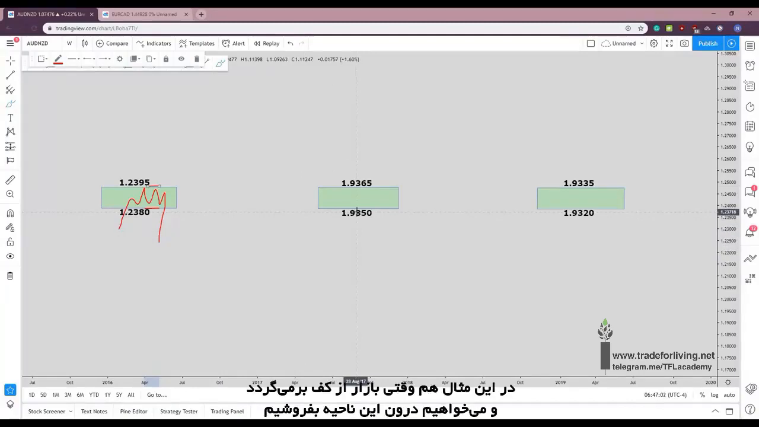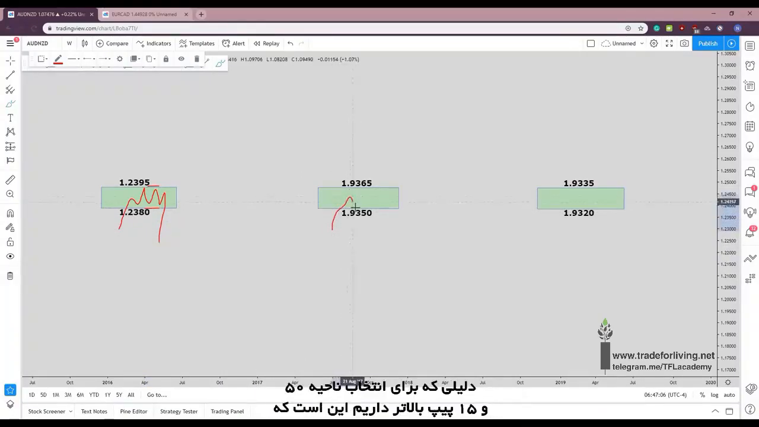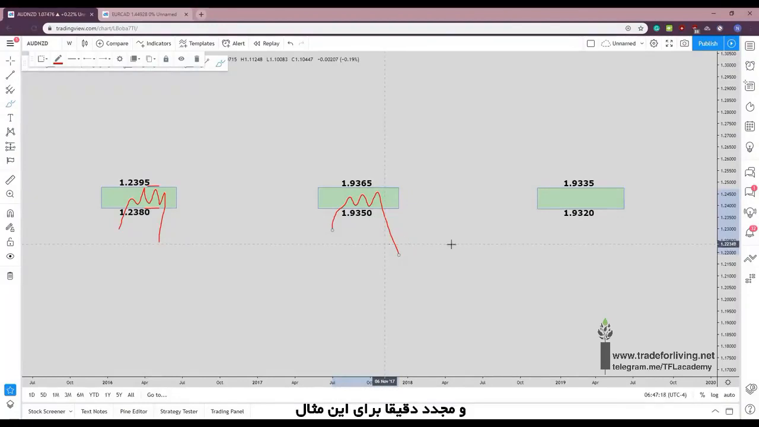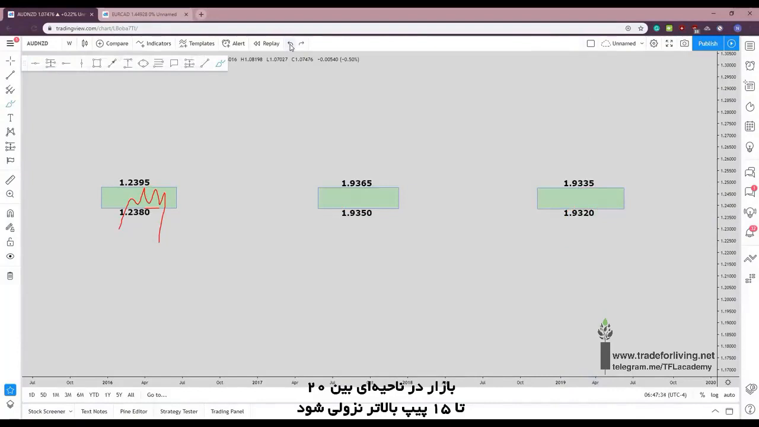And the same thing for the 50. When the market is coming from below and we want to short inside of this area, the reason for which we put a box that goes from the 50 to 15 pips above the 50 is because from this area we're expecting the market to be rejected. And again, the same exact scenario for the 20. The reason for which we put this box from the 20 to 15 pips above the 20 is because we expect the market to reject an area between the 20 and 15 pips above the 20. This is the reason for which we do this.